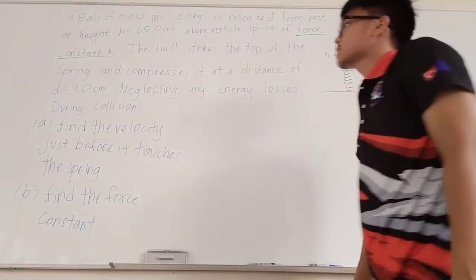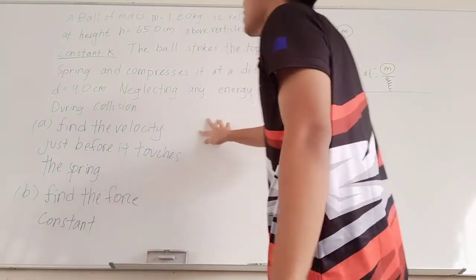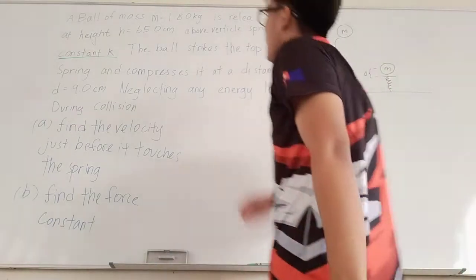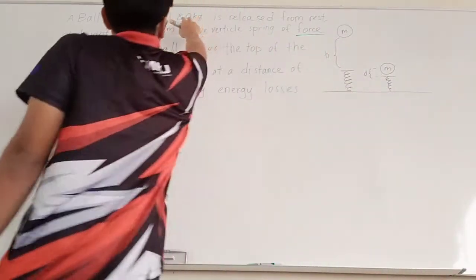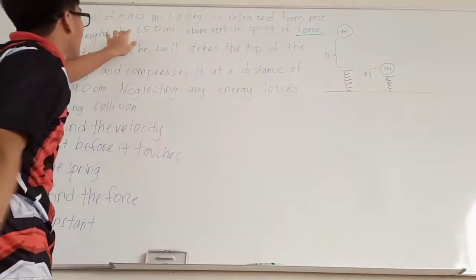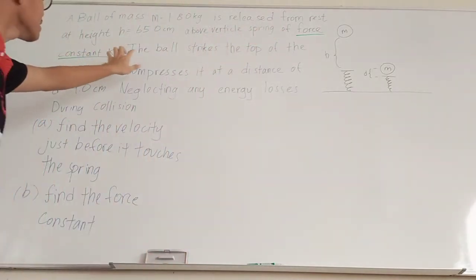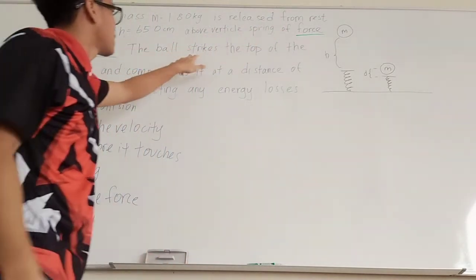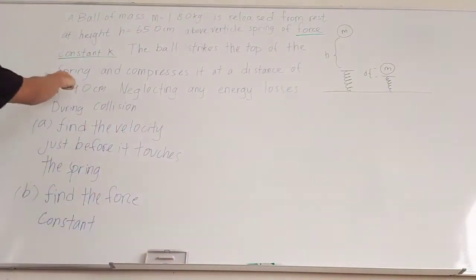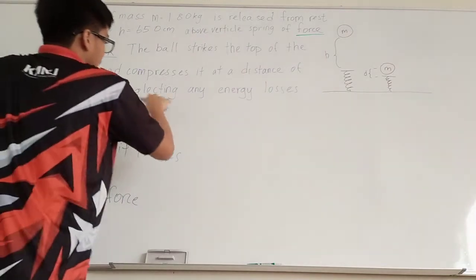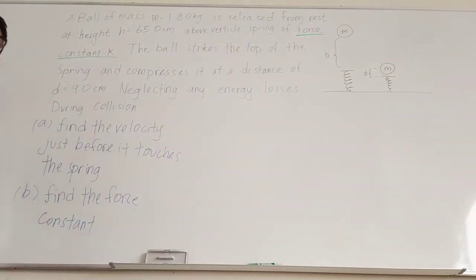Today I will be discussing the question and topic for section B, question number 8, which is this one. A ball of mass M, 1.8 kg, is released from rest at height h, 65 cm, above a vertical spring of force constant K. The ball strikes the top of the spring and compresses it by a distance d, which is 9 cm, not neglecting any energy losses during collision. Question A asks me to find the velocity just before it touches the spring.